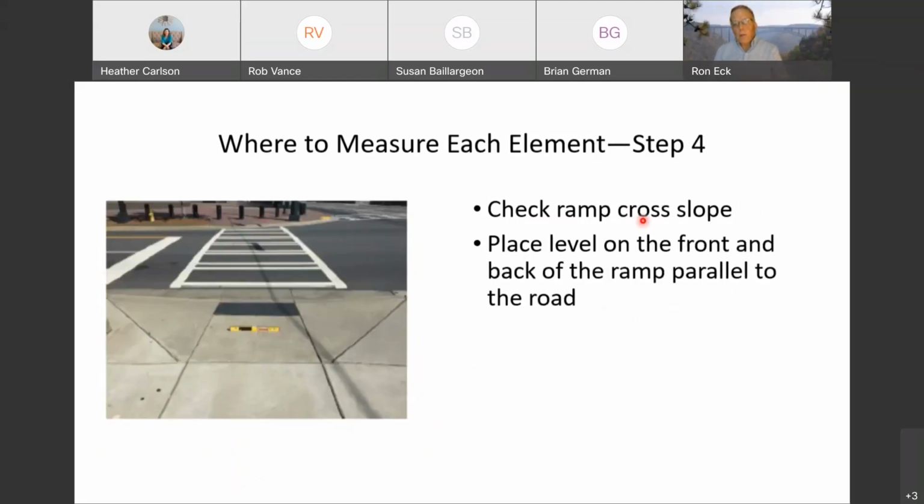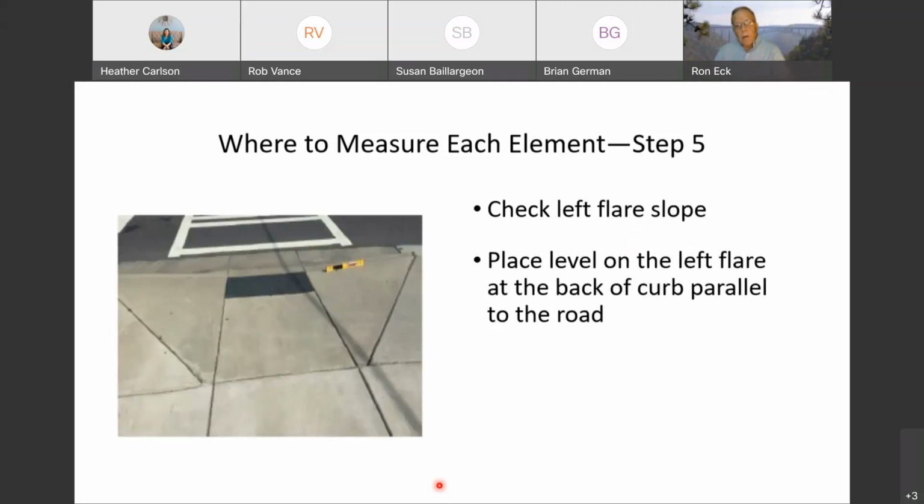Step four is to check the ramp cross slope. I'd place the level on the front and back of the ramp parallel to the roadway, as you see here. My step five would be to check the left flare slope. So place the level on the left flare at the back of curb, parallel to the road, parallel to the curb.